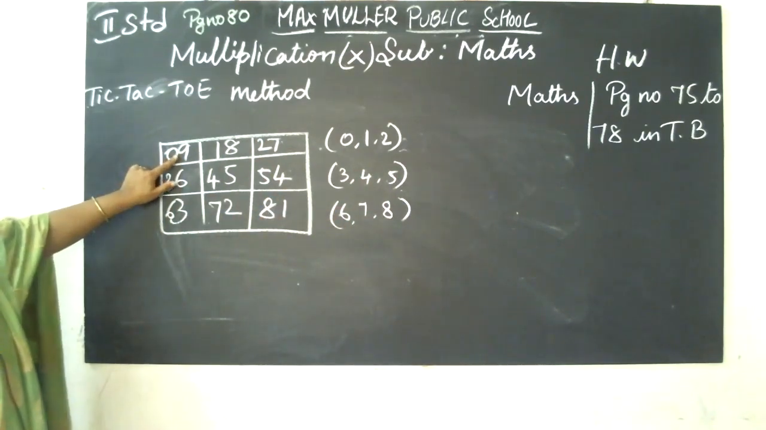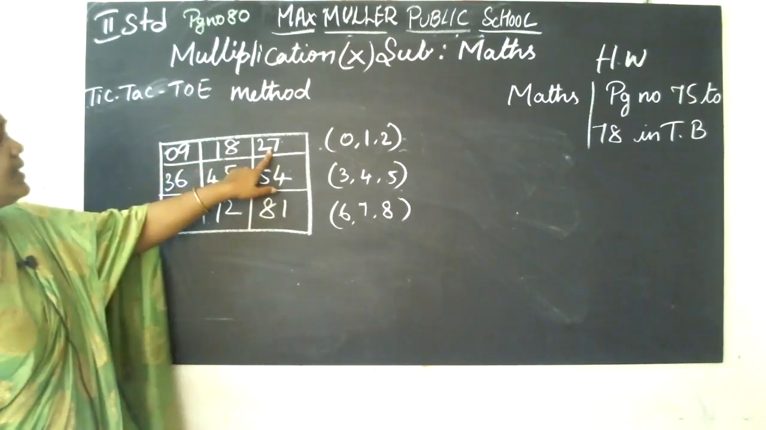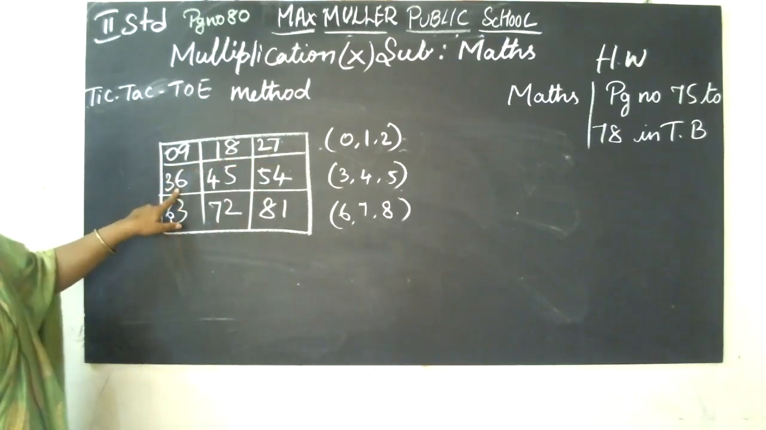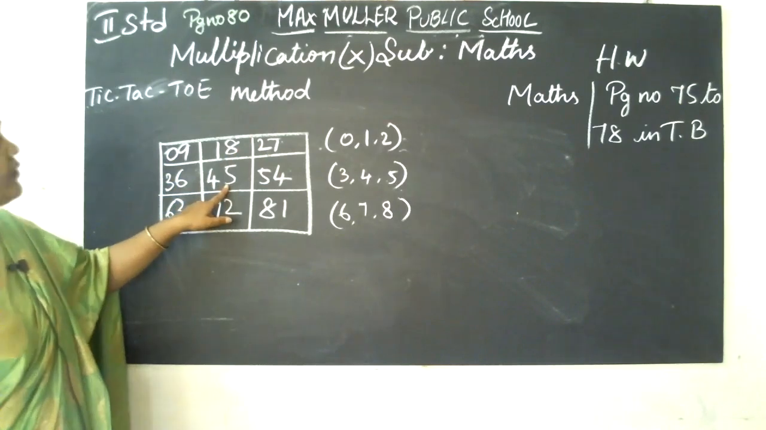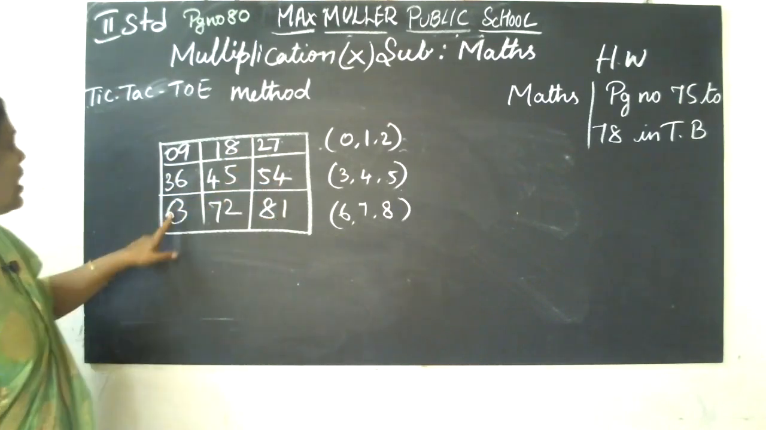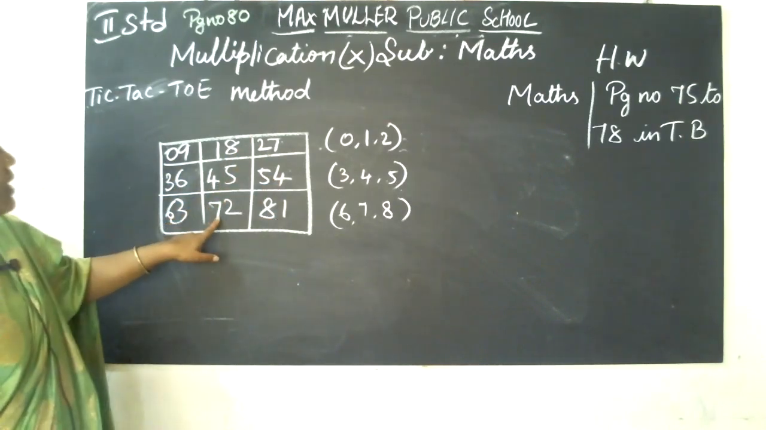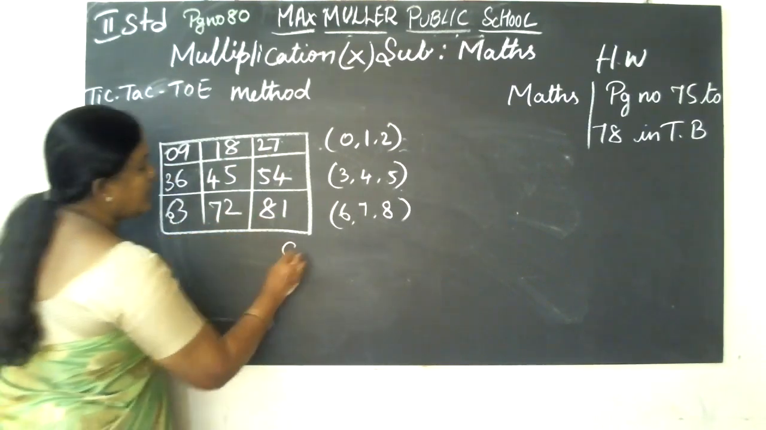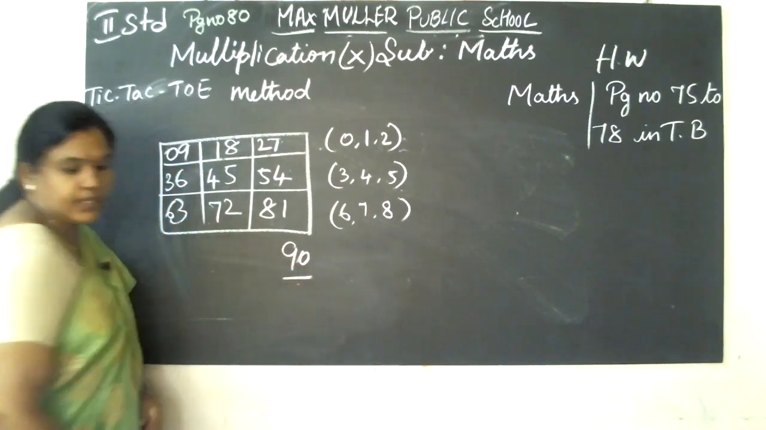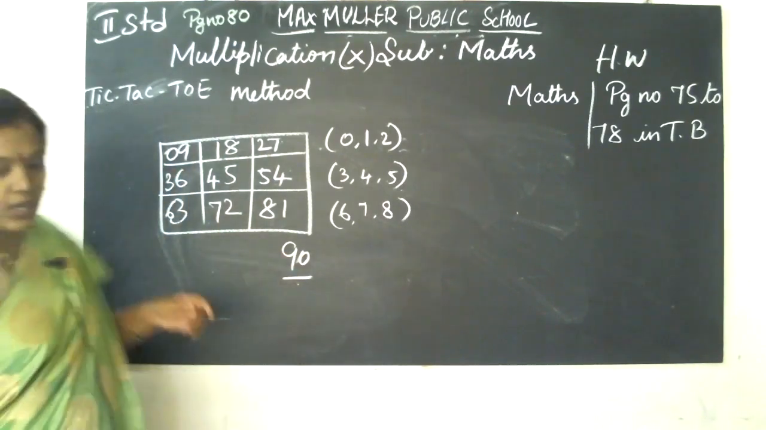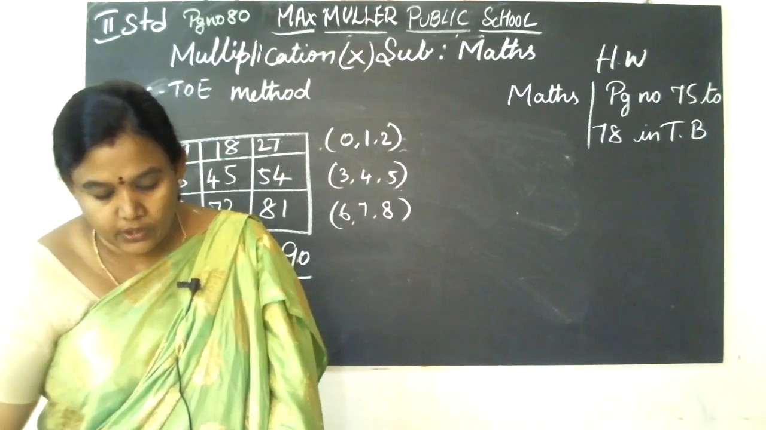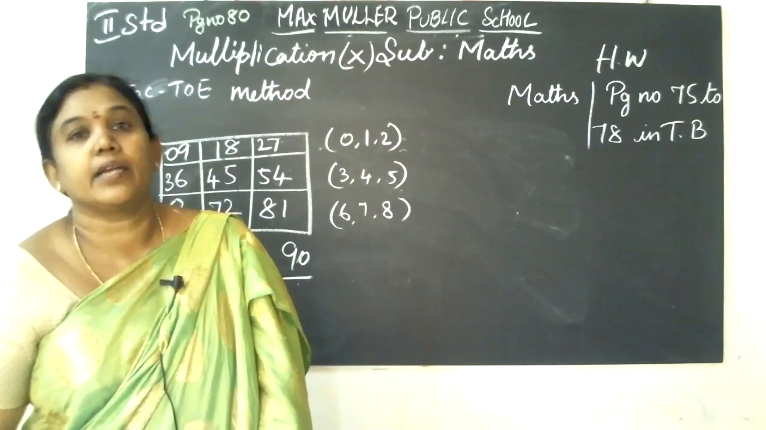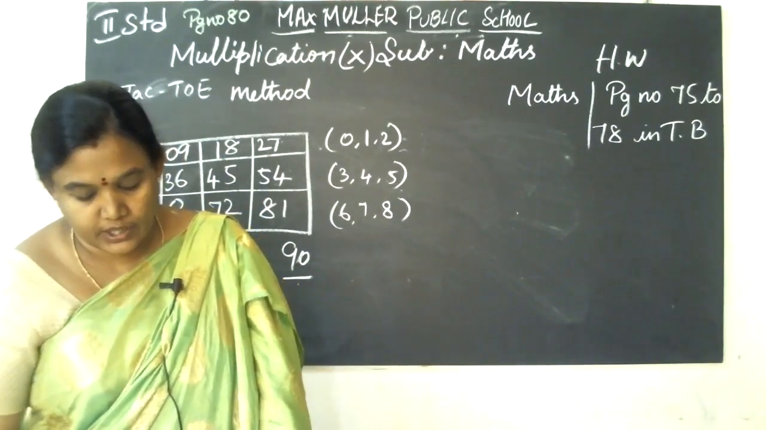Now say the 9 tables. 9 ones are 9. 9 twos are 18. 9 threes are 27. 9 fours are 36. 9 fives are 45. 9 sixes are 54. 9 sevens are 63. 9 eights are 72. 9 nines are 81. 9 tens are 90. Understood, children? If you practice tables, only then can you do it. If you learn tables correctly, only then can you do multiplication easily.